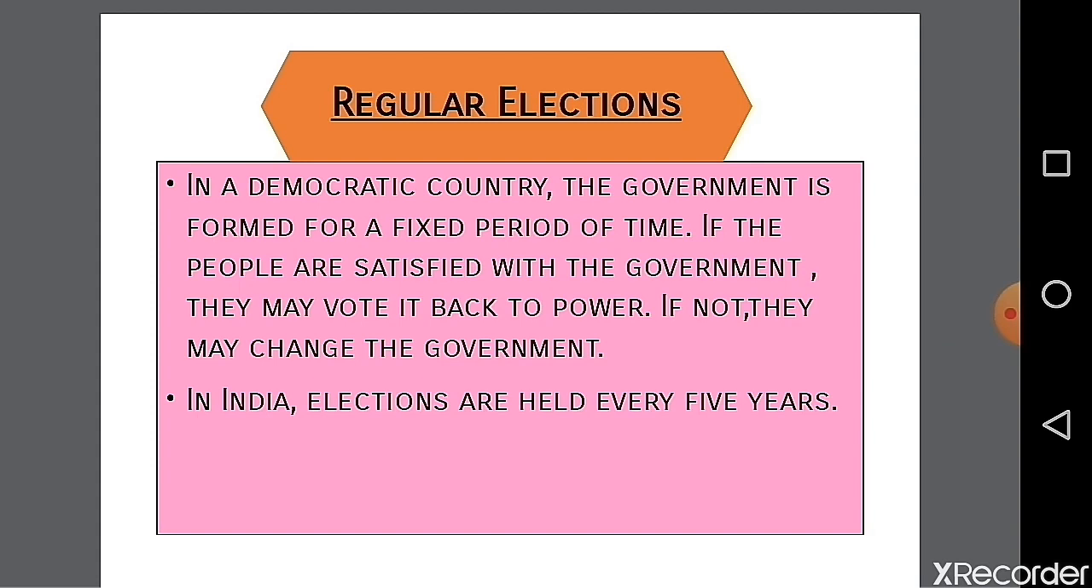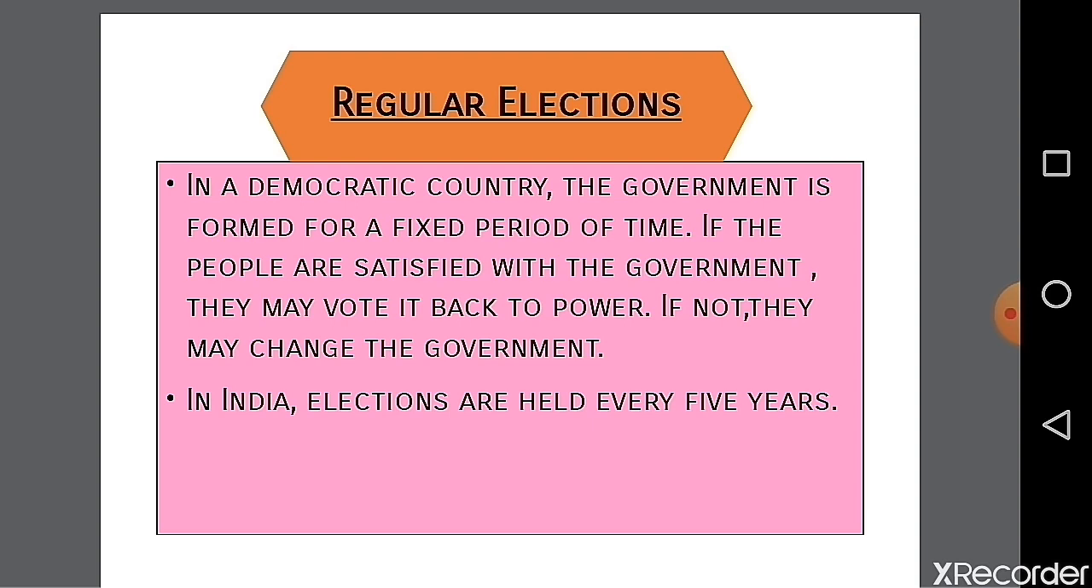Elections are held every 5 years, and it is not like that if I have chosen Narendra Modi ji as a prime minister and people are not liking his work or his policies, then they cannot change him. It is not like that. We are living in a democratic country. If we are not liking the government's work, government's policy, we can change them. But there is another case, that is if you are satisfied with the government.